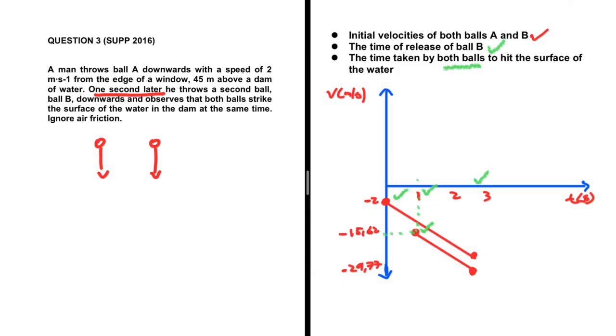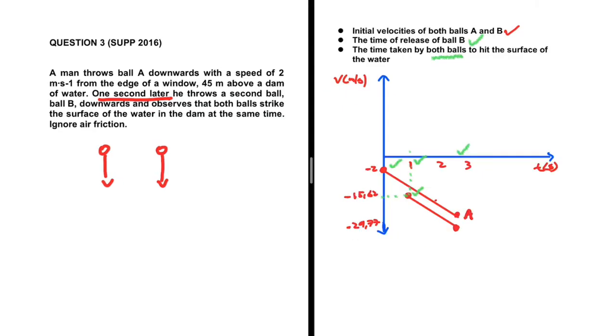The marker location is 5 marks. As you can see, we have 1, 2, 3, 4 ticks. The fifth tick is probably coming from ensuring that these two lines are actually parallel to each other. Why do we need the two lines to be parallel to each other? Because the gradient is 9.8 on both lines, the acceleration. This is A and this is B. We need to indicate that.